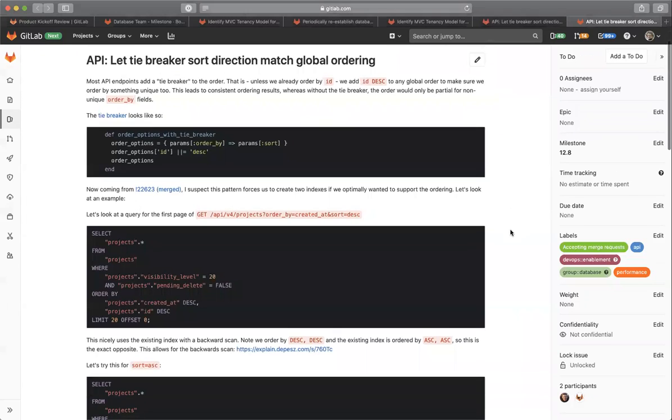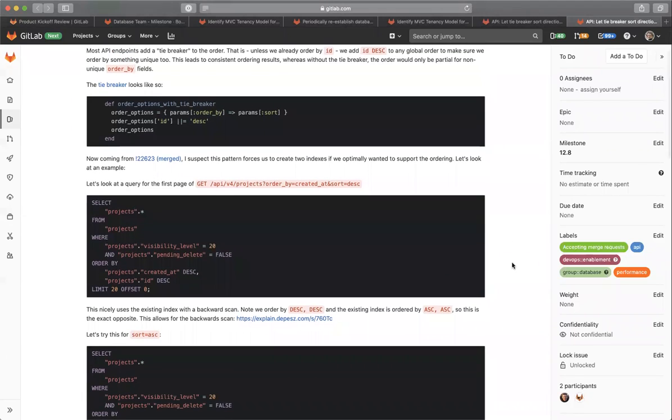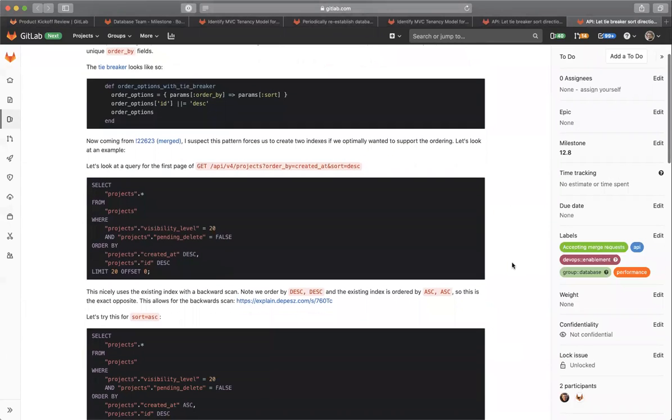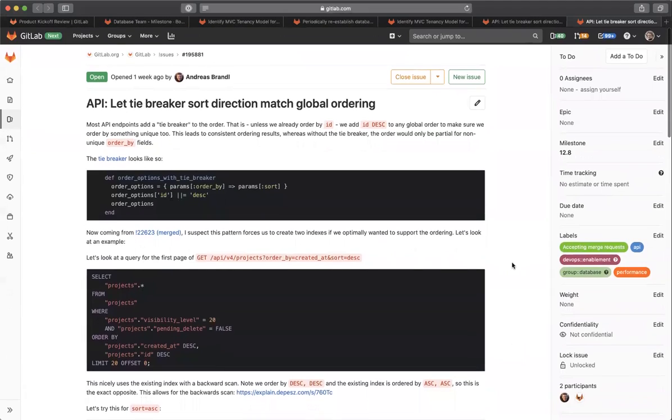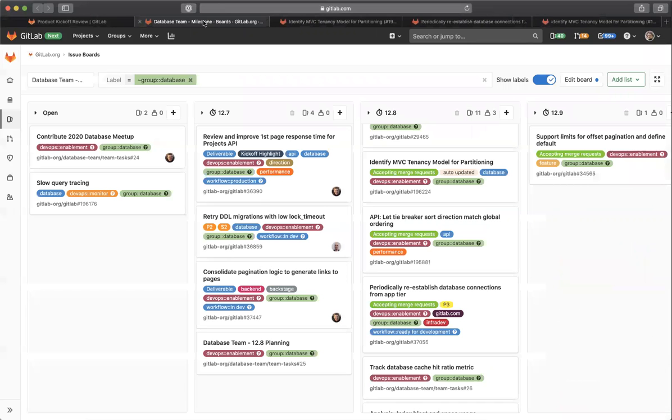Unfortunately, in certain conditions, the tiebreaker and your desired sort order would cause us to miss an index and force us to compute on the fly to get the right order. And this change will let the tiebreaker sort direction match the global ordering you've chosen. And this will allow us to continue to hit the indexes and reduce the overall impact and improve performance of these queries. So it's a great improvement. Thanks, Andreas, for identifying that and driving it forward.